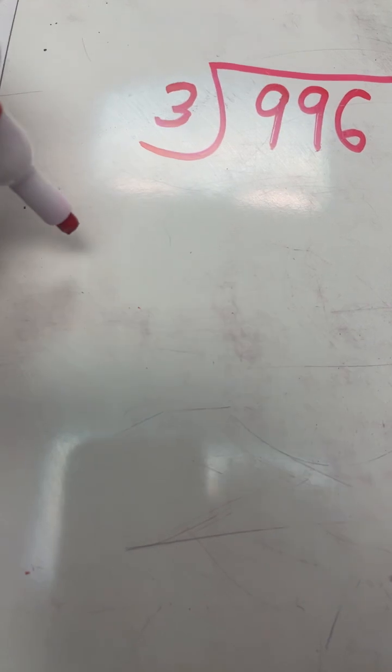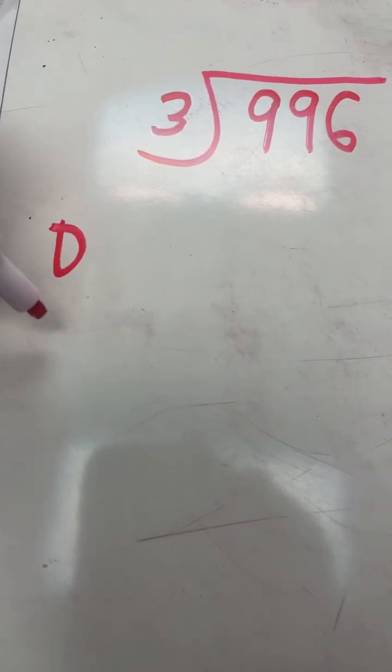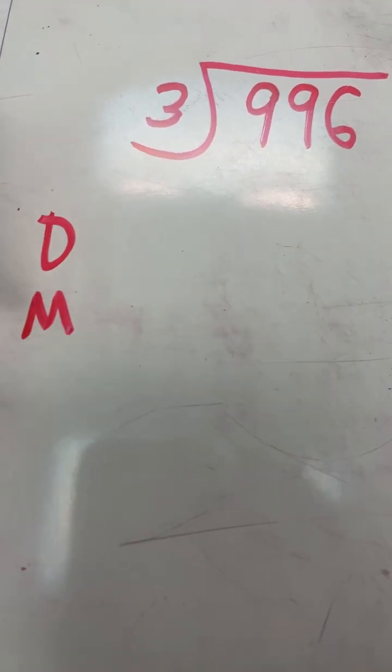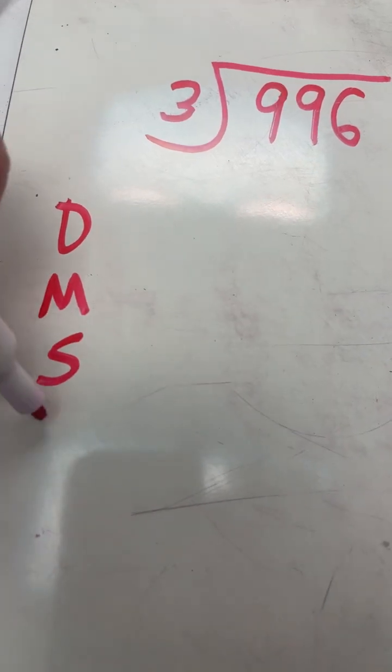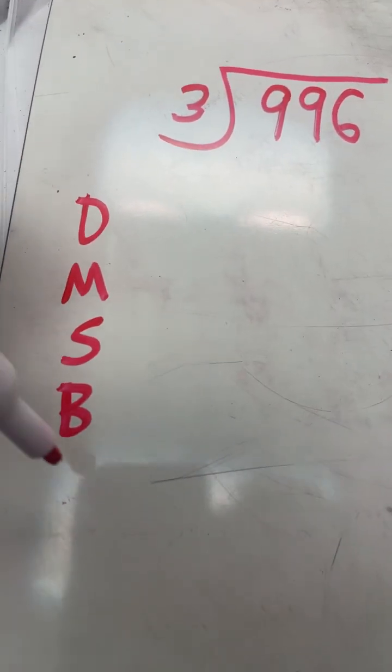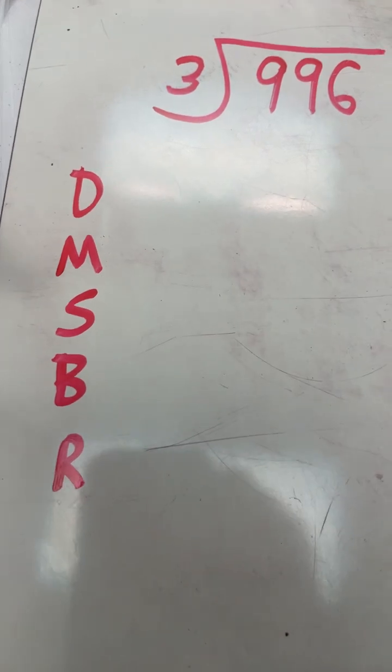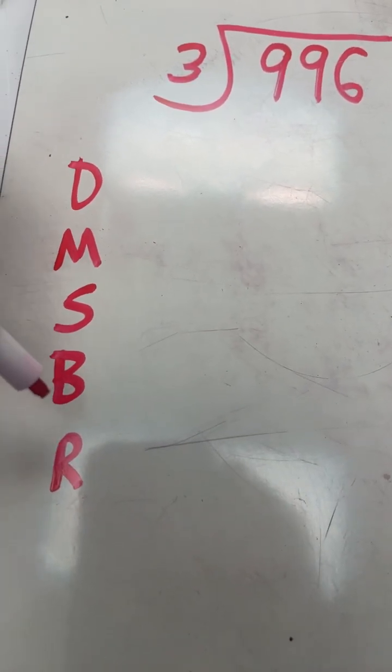Here are the steps. I'm going to write them along the side here. We divide, we multiply, we subtract, we bring down, and then we repeat. So divide, multiply, subtract, bring down, repeat.